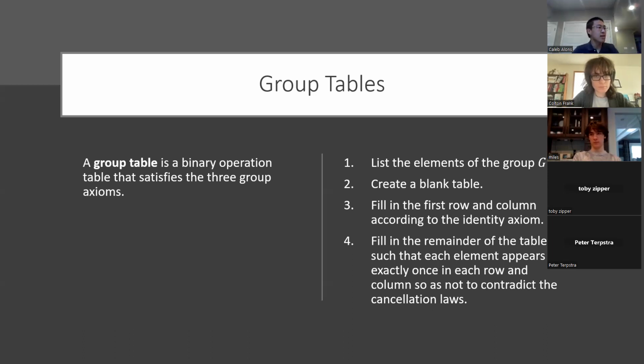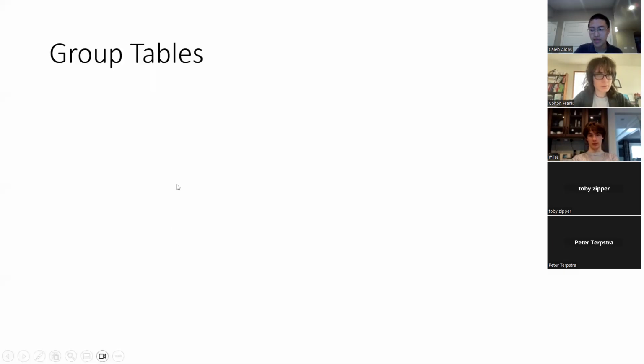If you've played Sudoku, you can't have two 9s in the same box, or two 2s in the same row. In a similar way, we can't have two of the same element in one row or one column, because that would defy the group axioms. So let's take a look at how we construct some of these.